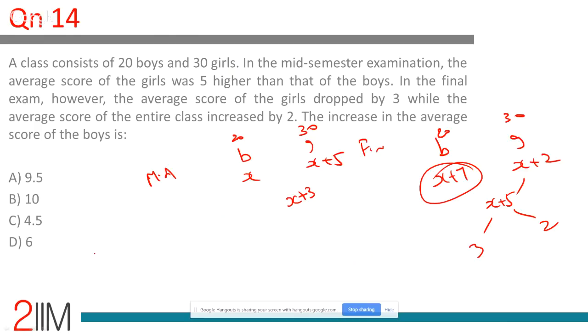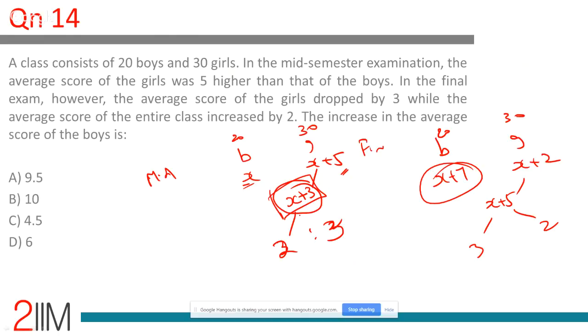Let's go over this one more time. Mid-semester exam, the average score of the girls was 5 higher than that of the boys. So boys were x, girls would have been x plus 5. So the overall average should have been x plus 3, closer to the girls number. The ratio should have been, sorry, 2 is to 3, this difference. So x plus 5 minus (x plus 3) is 2, and (x plus 3) minus x is 3. So overall average should have been x plus 3.